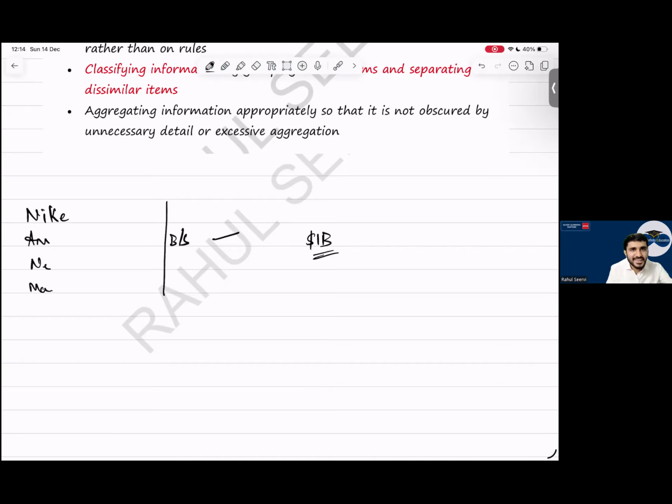So can I say this? Your IAS 38 is saying what? Internally generated brand, internally generated items should not be recorded. Yes or no?